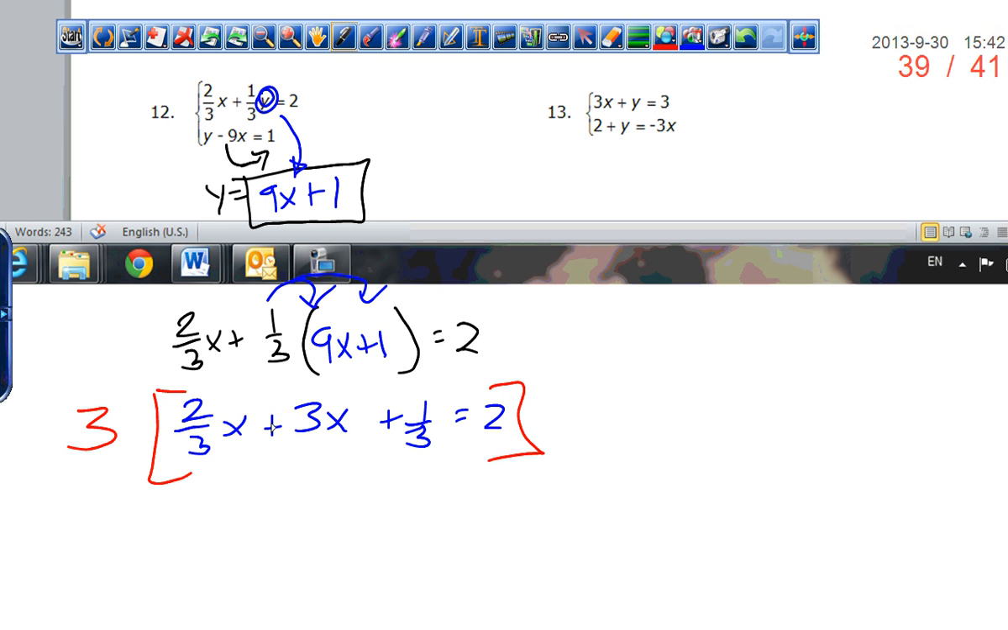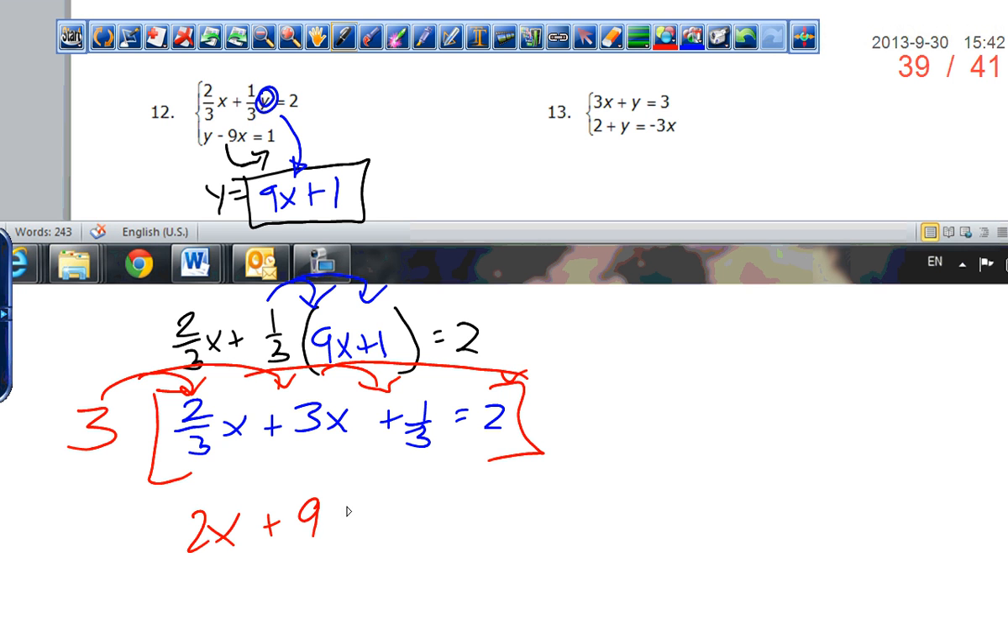So that means 6x. The 3's cancel out. Remember, you distribute every single time. So 2x. So all the 3's cancel? No, just the denominators.